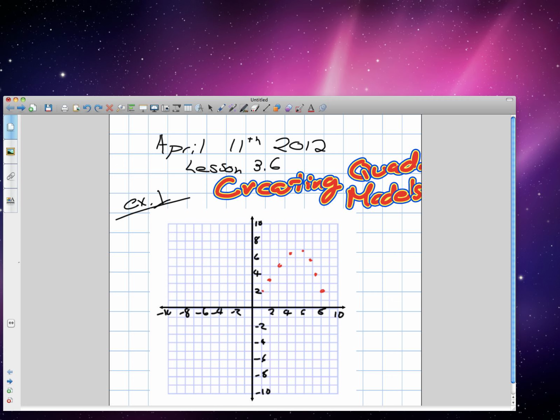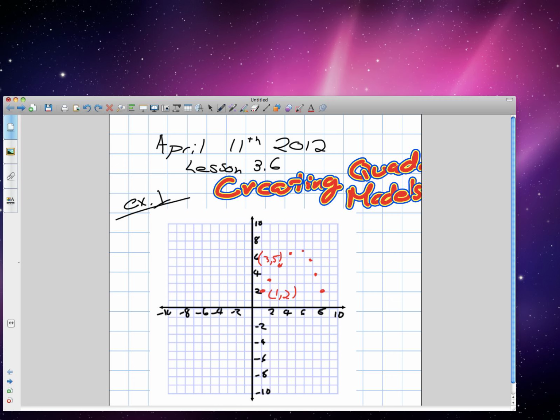Okay, so we've got several points on a graph here. From looking at it, we get the idea that this is probably going to form some kind of parabola. So what we're going to do is find the coordinates of each of these points to the best of our ability. So we'll say this is roughly 1 and 2. We got another one here. This is about 3 and 5.